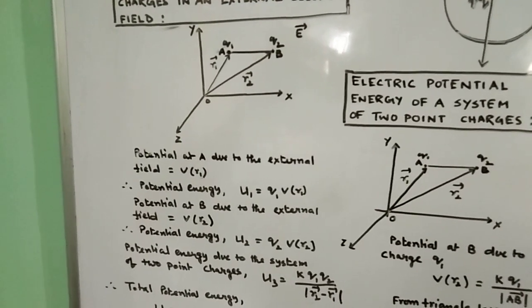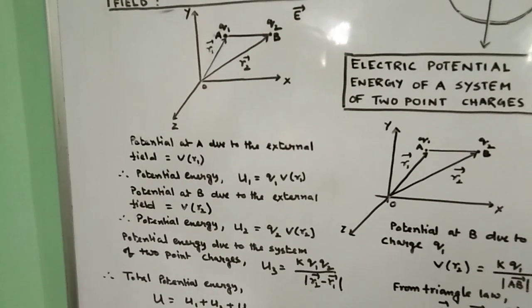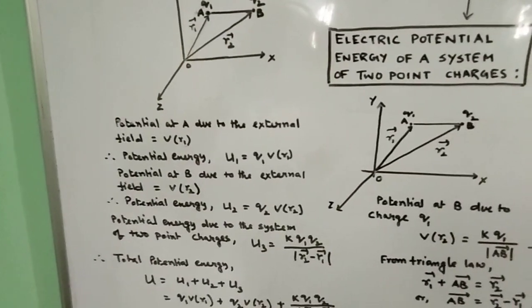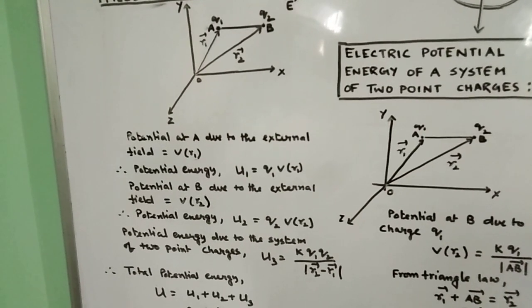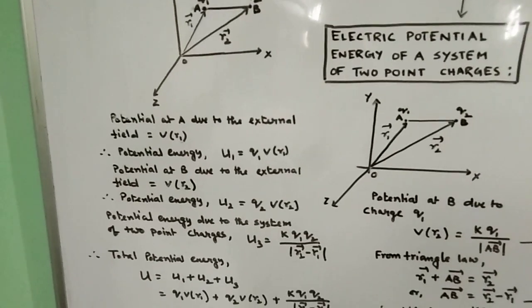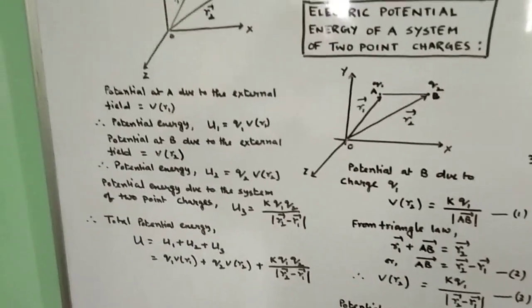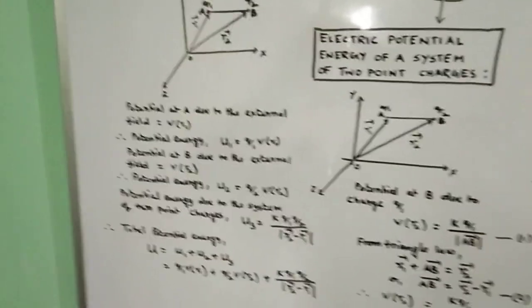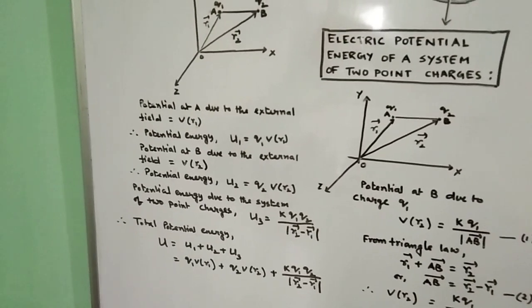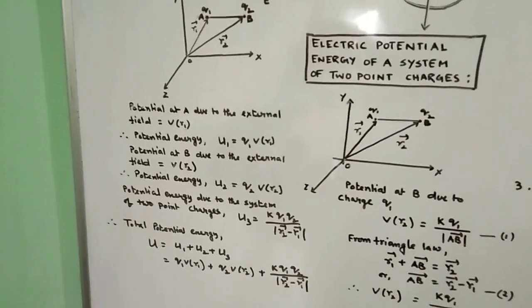But once we place the 2 charges, we will also get the potential energy as we previously discussed when there is no external field. So the potential energy due to the system of 2-point charges is U3, that is kQ1Q2 divided by the modulus of r2 vector minus r1 vector, which we defined in our previous topic. If we have to define the total potential energy, we have to sum up. That is U equals U1 plus U2 plus U3, that is Q1 V(r1) plus Q2 V(r2) plus kQ1Q2 by the modulus of r2 vector minus r1 vector.